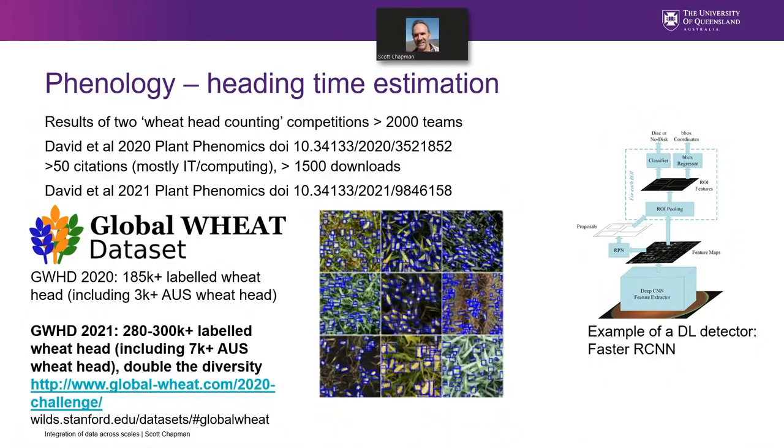Of course, we've made great use of the results of the global wheat head data set, which Etienne talked about in detail yesterday, and is now up to 300K of images. This has been a wonderful thing to put out there, and I think Etienne emphasized this yesterday. This has been a great way to engage IT, computing, and engineering into agriculture, because I think around 35 of those 50 citations are in IT and computing, not in agriculture, and there's been more than 1,500 downloads. So at the end, it's looking forward to being a highly cited author in his first couple of papers, I think.